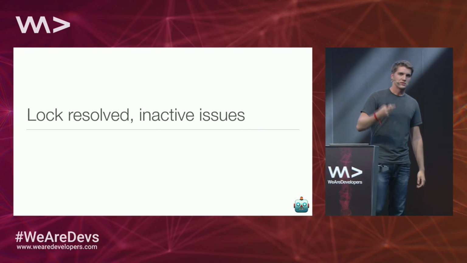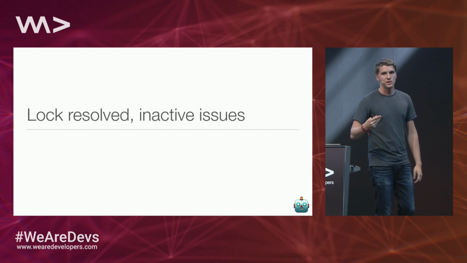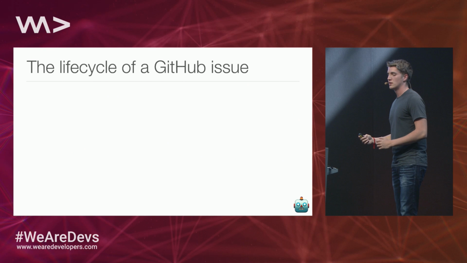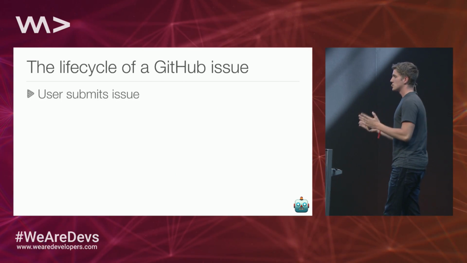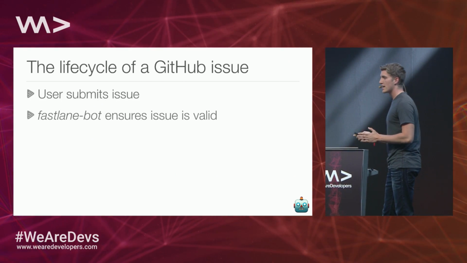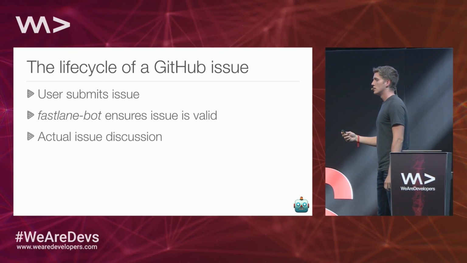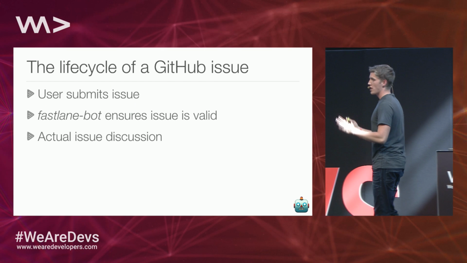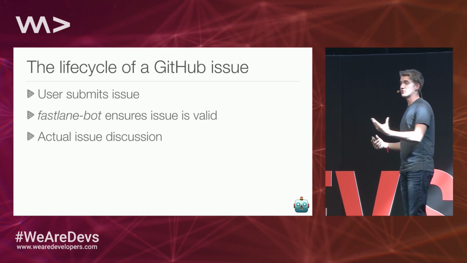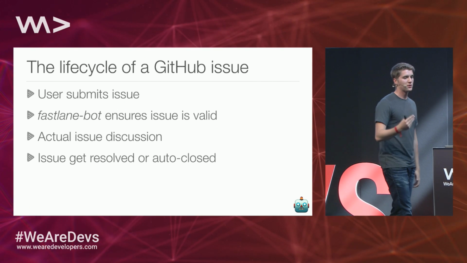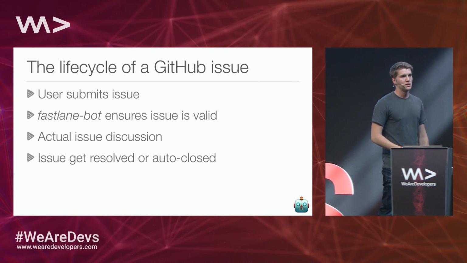So by telling users to submit a new GitHub issue, you properly go through the complete lifecycle of a GitHub issue again. First, the user submits an issue on GitHub. Then, the bot verifies that all the relevant information is available. Finally, the actual discussion happens with the support team, basically. And finally, the issue either gets resolved or it gets auto-closed by the bot.